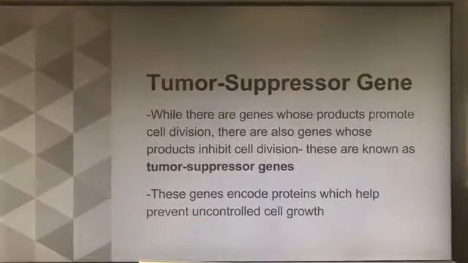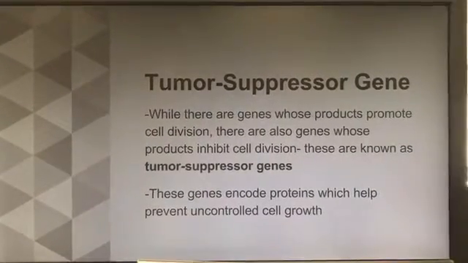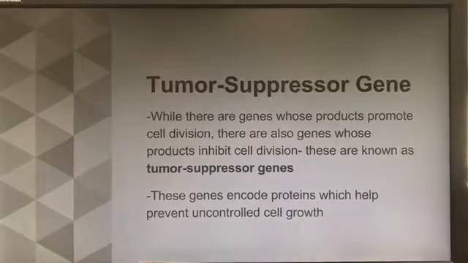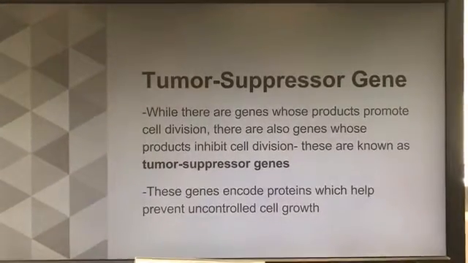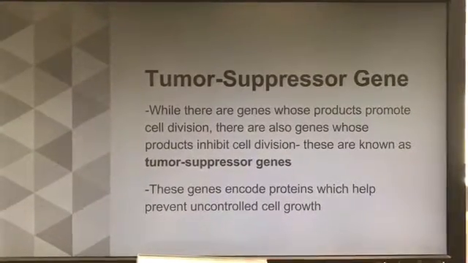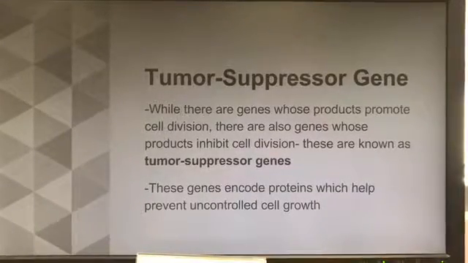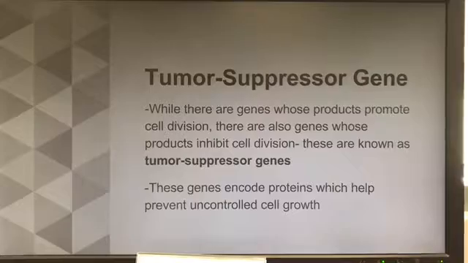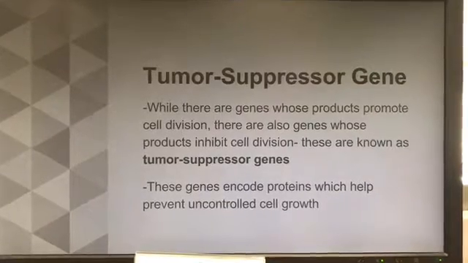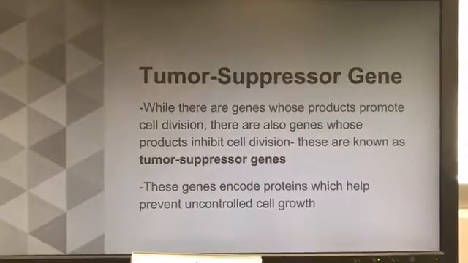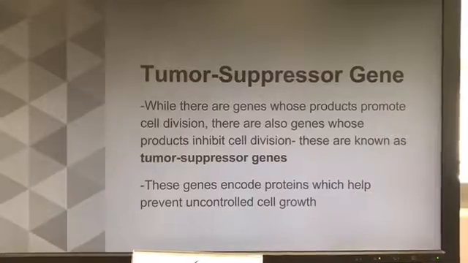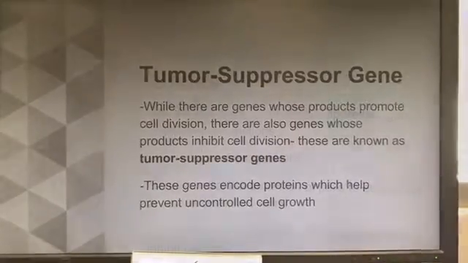Now we're going to get into our learning objective. So first we're going to try to figure out what a tumor suppressor gene is. As we know, there are genes whose products promote cell division. So, a tumor suppressor gene is the opposite of this. The name is pretty self-explanatory. These are genes whose products inhibit cell division. These genes encode proteins that help prevent uncontrolled cell growth.